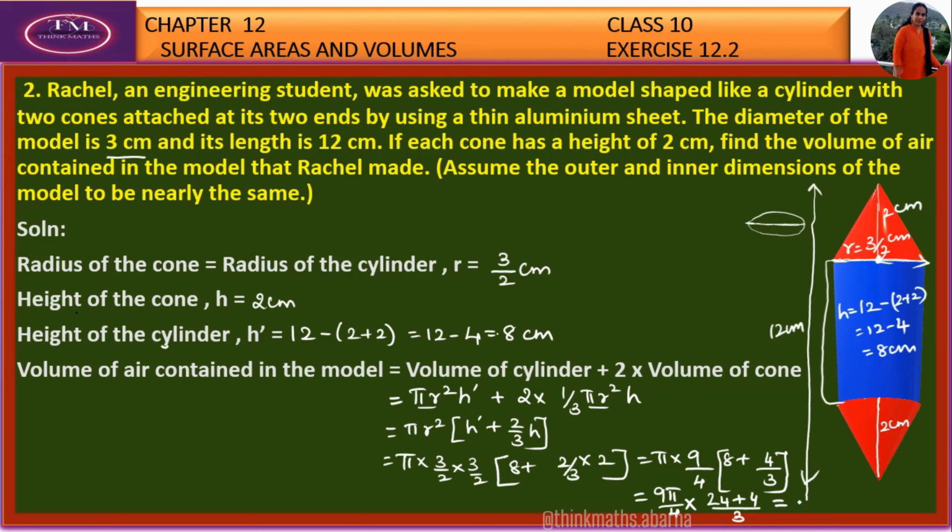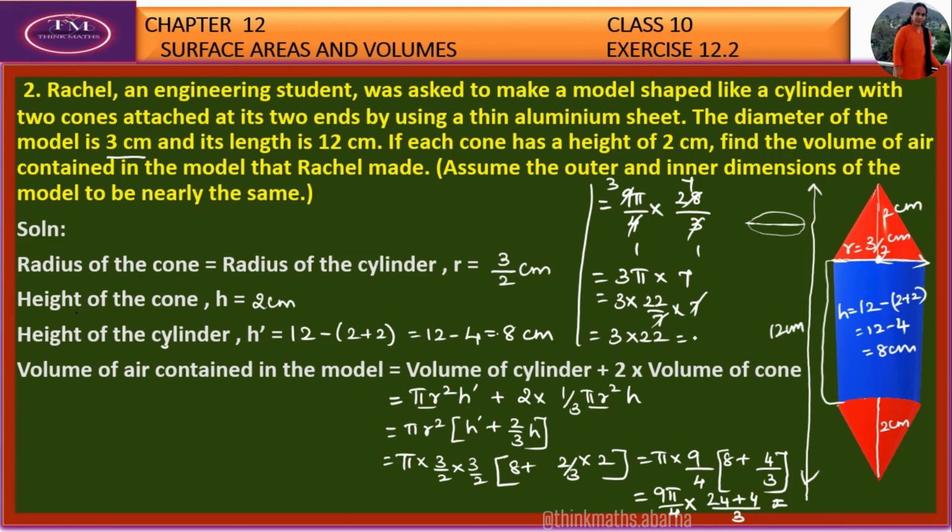So calculating here, let me do the calculation on top. It is 9 pi by 4 into 24 plus 4 is 28, so 28 by 3. Now cancelling 4 and 28: 1 4s are 4, 7 4s are 28. 1 3s are 3 and 3 3s are 9. So what we have is 3 pi into 7. Now substitute the value of pi. Pi value takes 22 by 7 into 7. So this 7 gets cancelled, and it is only 3 into 22. So it is 66, so 66 centimeter cube.